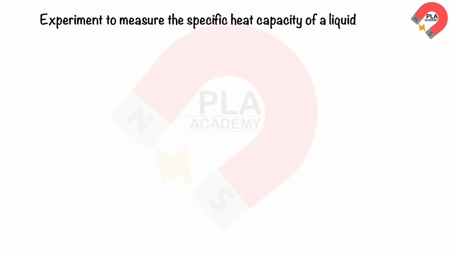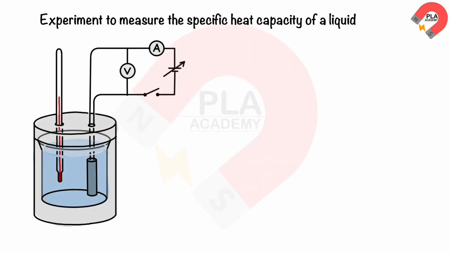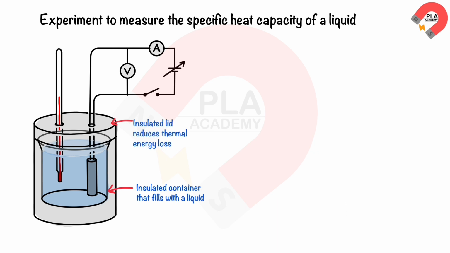The experiment to measure the specific heat capacity of a liquid. We set up the apparatus, as shown in the diagram. The heater is placed in an insulated container that is filled with a liquid. There is an insulated lid to reduce thermal energy loss to the surroundings.